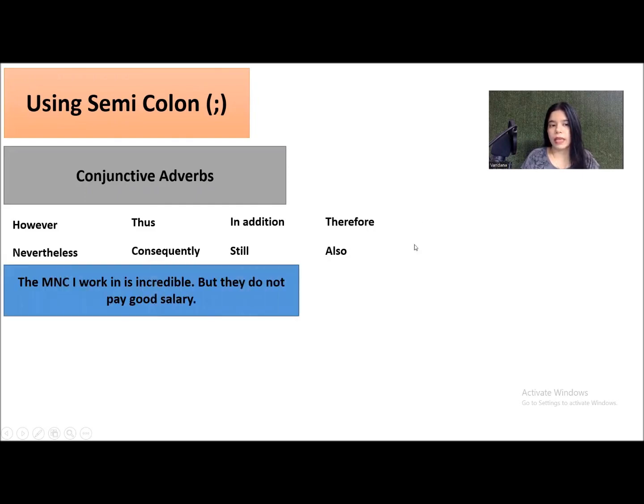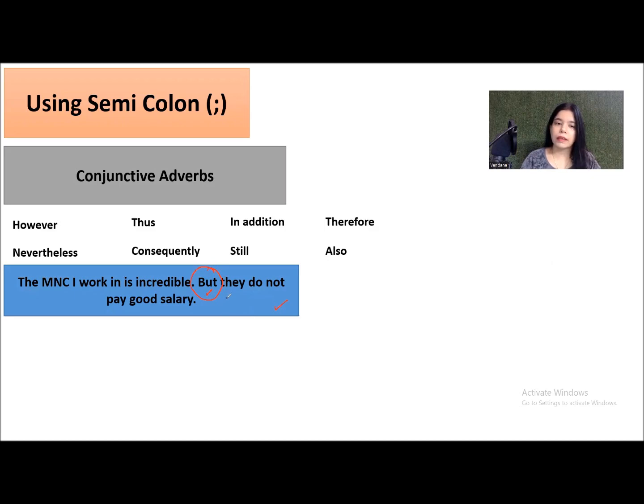Let's take this example. The MNC I work in is incredible, full stop, but they do not pay good salary. Now, the very first question is, is this sentence correct? I would say yes, this is absolutely correct. Can we use this kind of sentence in our IELTS writing module? No. Remember, we talked about coordinating conjunctions, FANBOYS. Avoid those conjunctions in the beginning of a sentence because they are considered informal. And here we have but in the beginning.